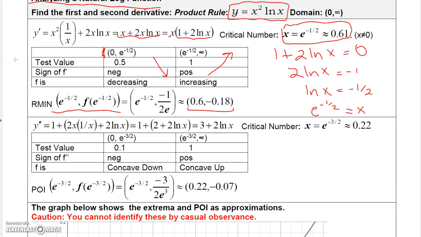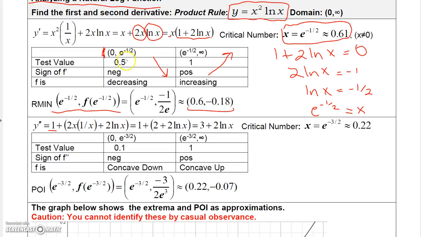Okay, so now the second derivative. Oh, I'm sorry, I actually did it from here. So to get the derivative, let me do this again. I got the derivative from here. So I took the derivative of x, which is 1, and then for the second term, I had to use the product rule. So I treated 2x and natural log of x as the two factors.